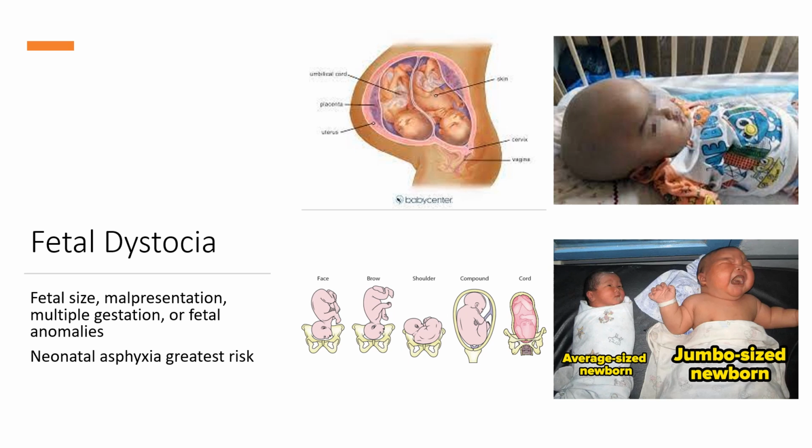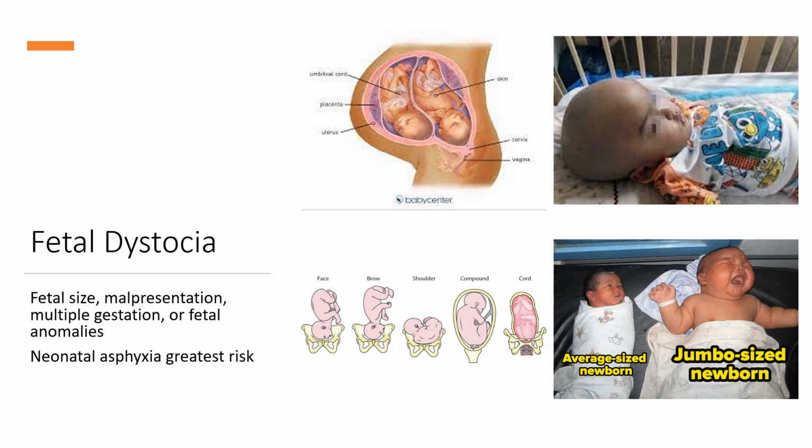Okay, back to our dystocias here. So fetal dystocia. This is where labor is stalled or not going as appropriate due to the size or the positioning of the fetus. So it can be size, malpresentation, maybe she's pregnant with multiples or some sort of fetal anomaly. So look at the pictures on here.